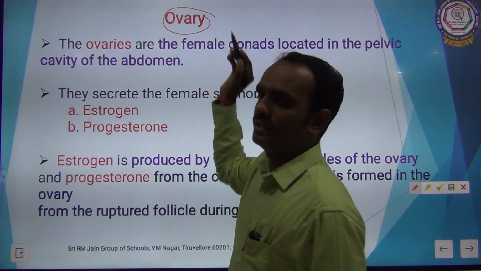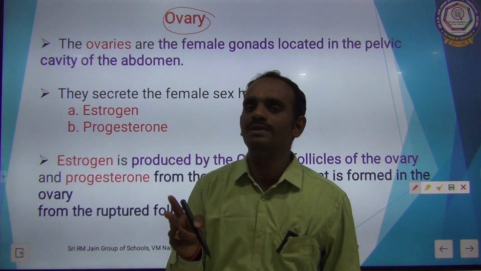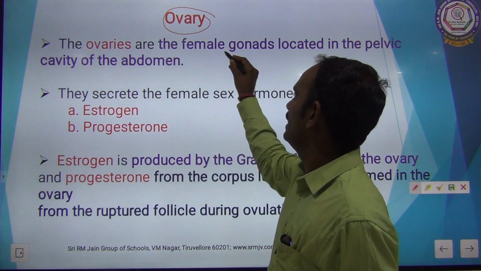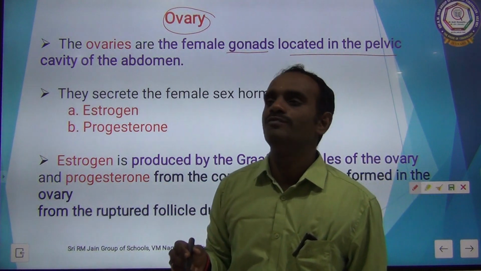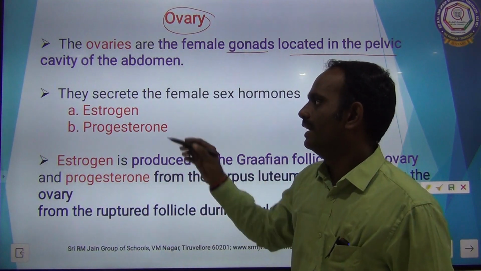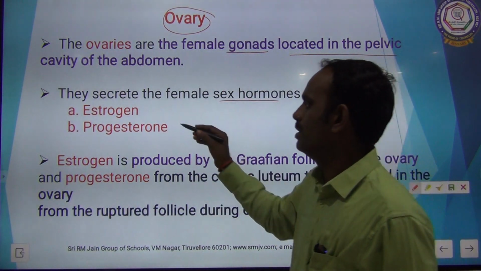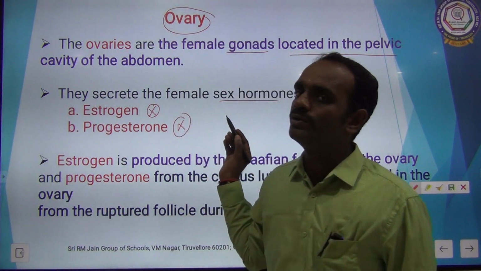Ovary, this is singular. Usually the female body has 2 ovaries, so it is said in plural form, ovaries. The ovaries are the female gonads located in the pelvic cavity of the abdomen. They secrete 2 female sex hormones. One is estrogen, another one is progesterone.